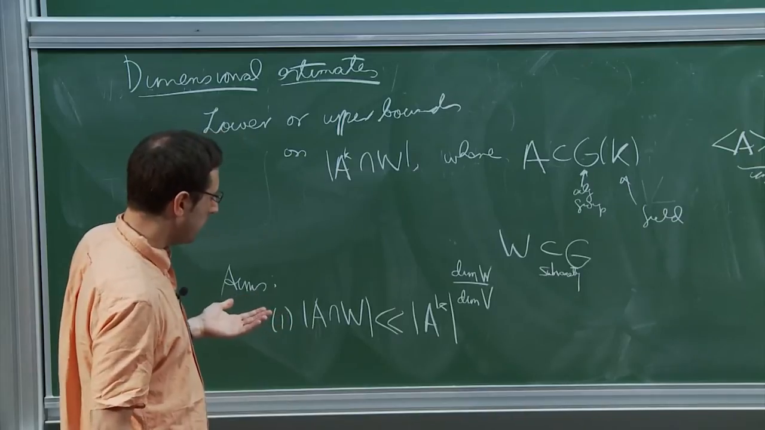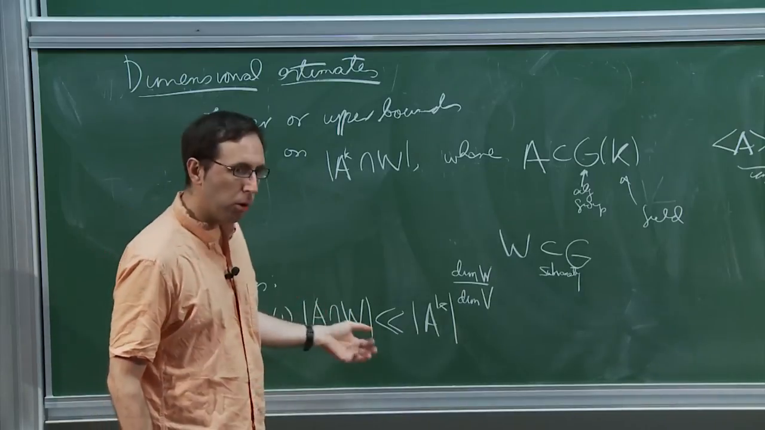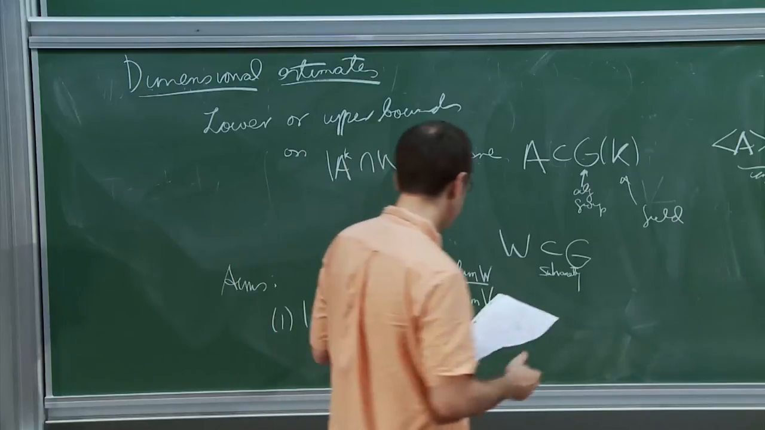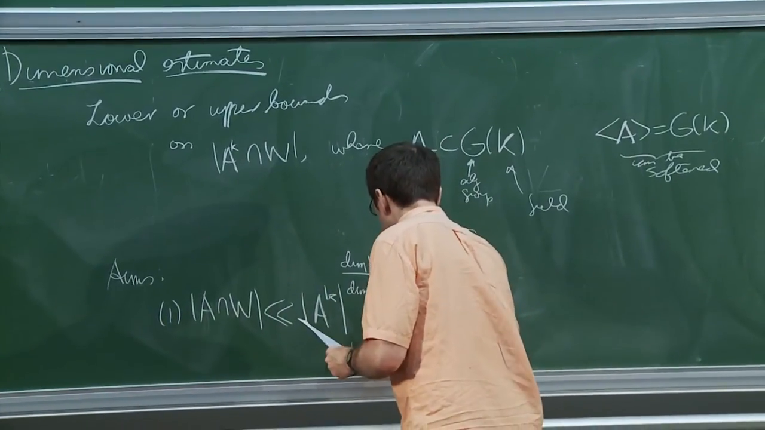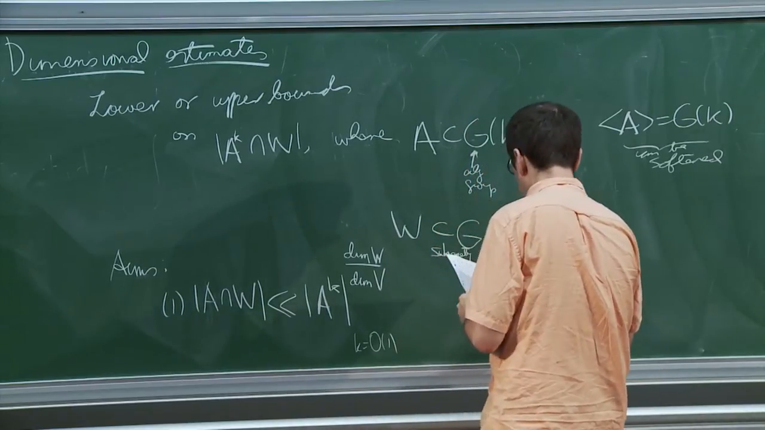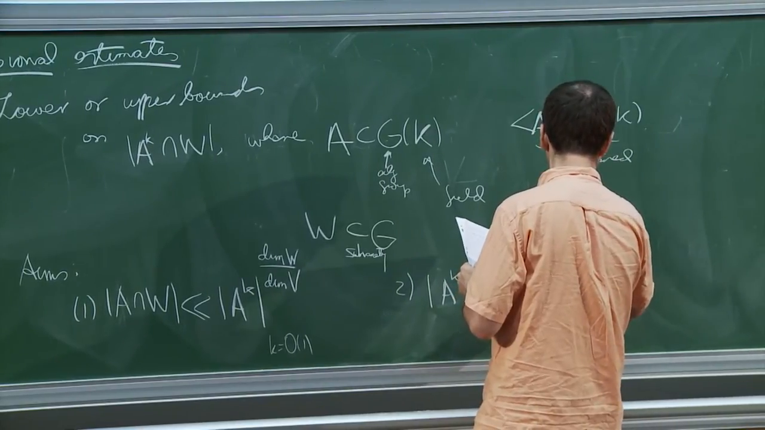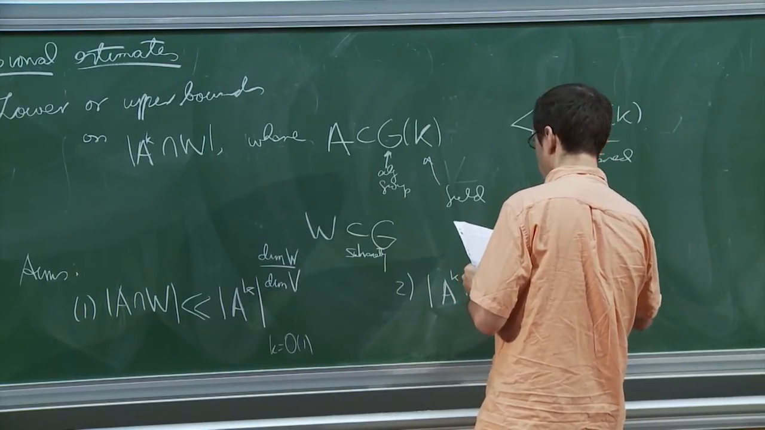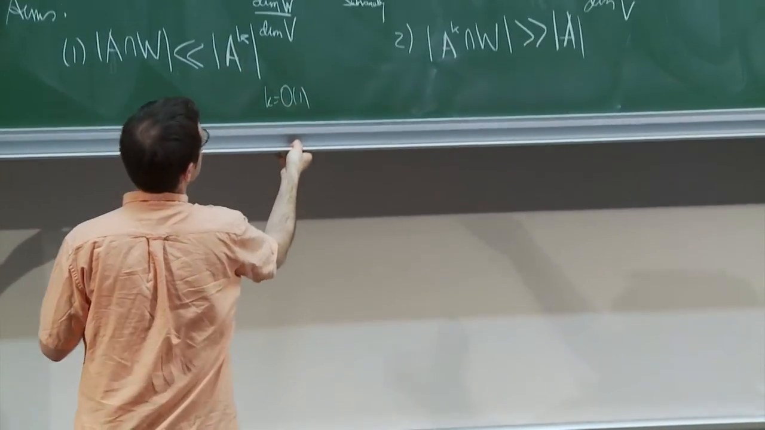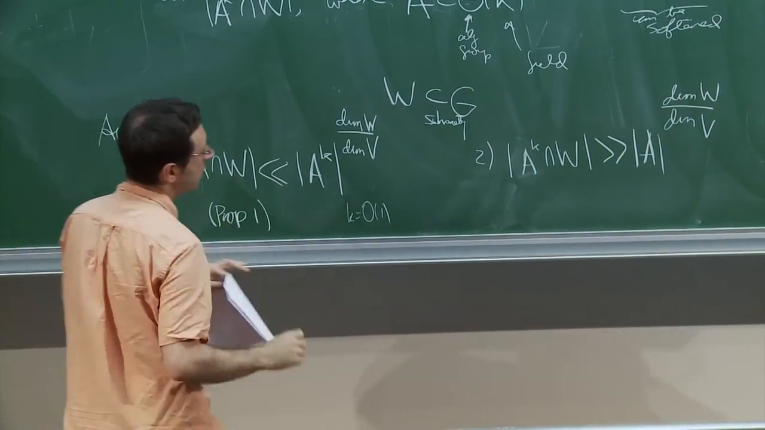What do you know about A? Well, you're assuming nothing about A, save that it generates, but the slower A grows, the stronger the statement will be, because you have A^K on one side and A on the other. And K is some constant. And of course, the other aim would be, and this will be only partially attained for some W, that you have a bound in the other direction. This will be called proposition one because it will be an attained aim.